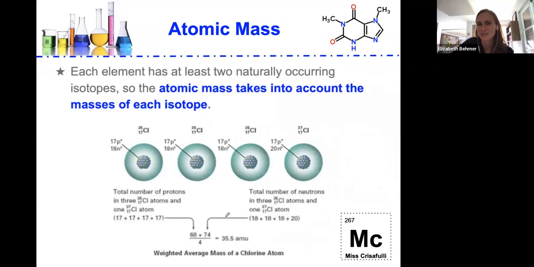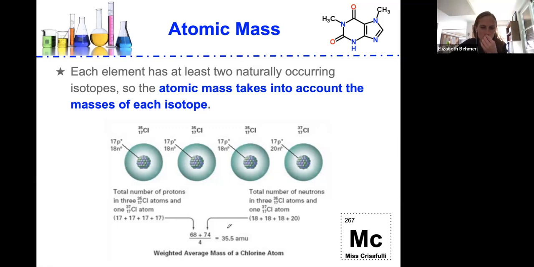Each element has at least 2 naturally occurring isotopes. So the atomic mass actually takes into account the masses of each isotope. So here we have chlorine. We have the weighted average mass of chlorine.